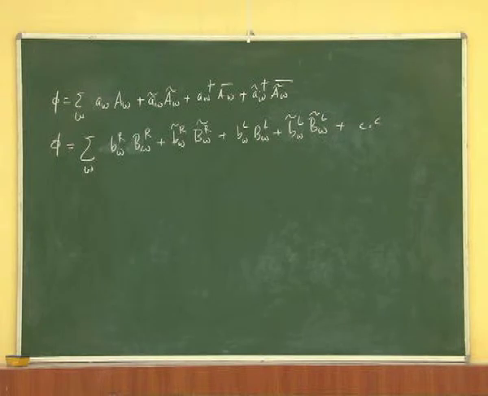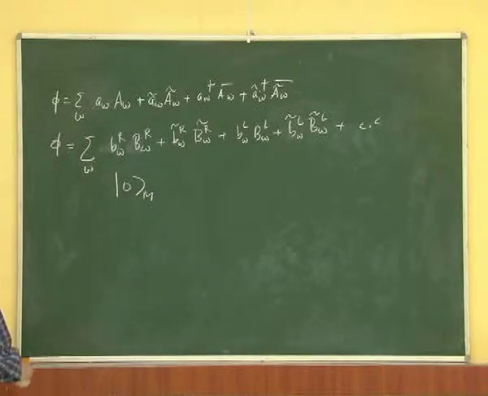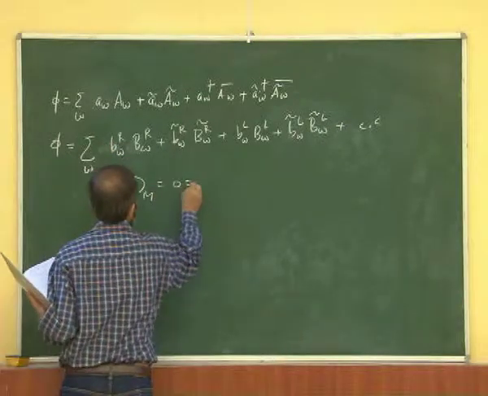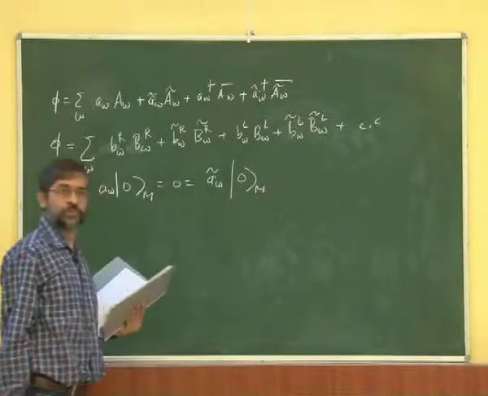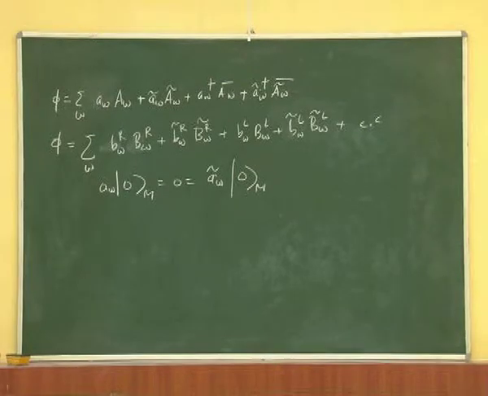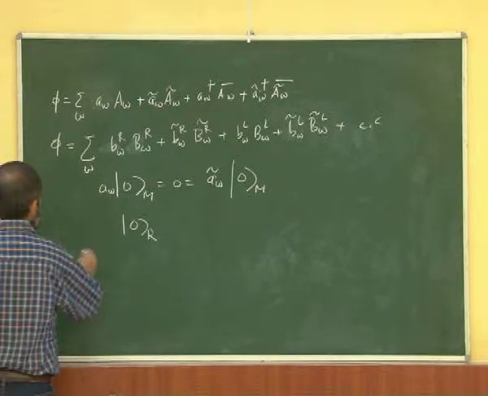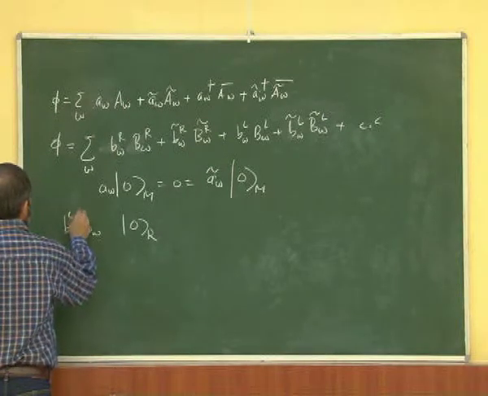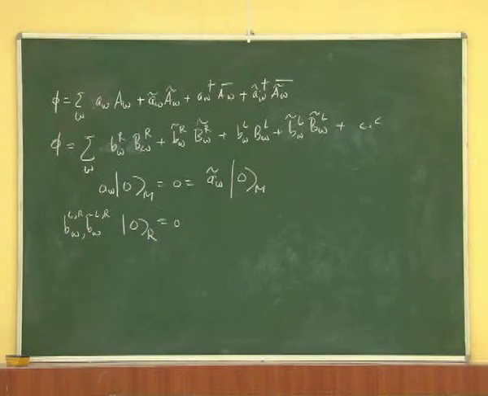So I'll define the Minkowski vacuum to be the one that is annihilated by the small a modes, and I'll define obviously the Rindler vacuum as the one that is annihilated by this lot, all the B's, L R and tilde L R. That's the Rindler vacuum. And let's try to now find the relation between these.